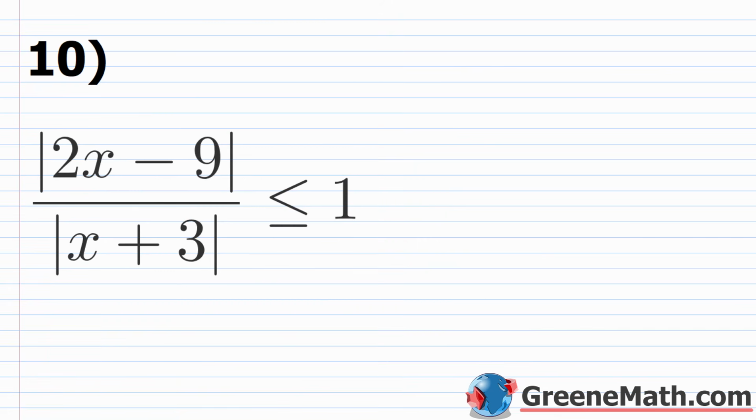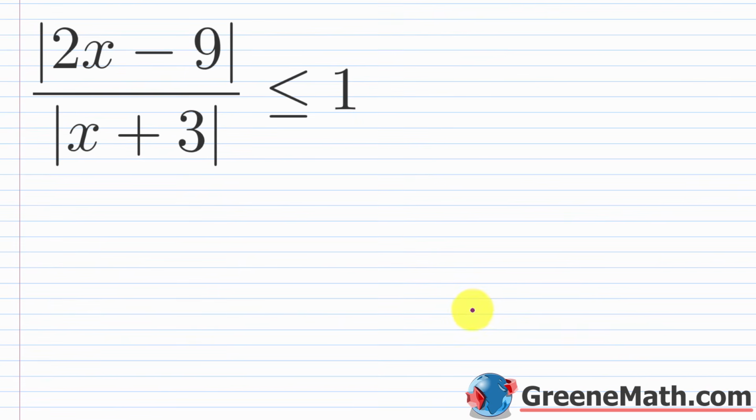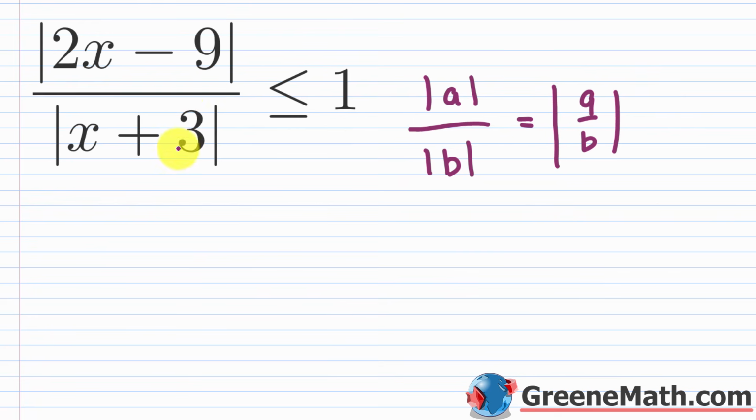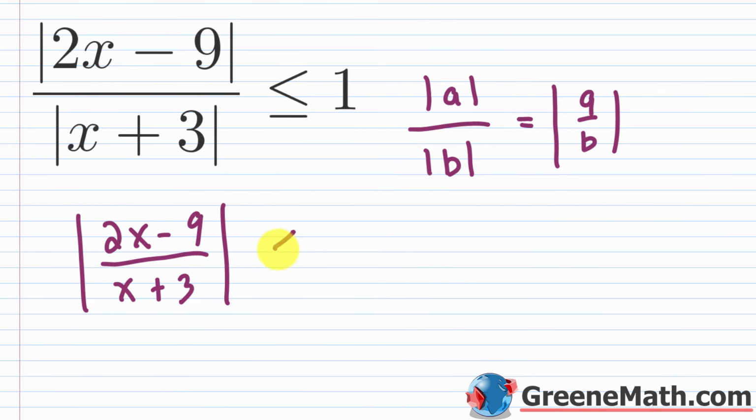All right, let's take a look at problem number 10 now. So here we have the absolute value of 2x minus 9 over the absolute value of x plus 3. This is less than or equal to 1. Now, the first thing I'm going to do is use a rule that we talked about earlier in the course. So if we have something like the absolute value of a over the absolute value of b, this can be written as the absolute value of a over b. Okay, so we're going to make this little change here. So we'll say this is the absolute value of this 2x minus 9 over the x plus 3 here. And we'll say this is less than or equal to 1.